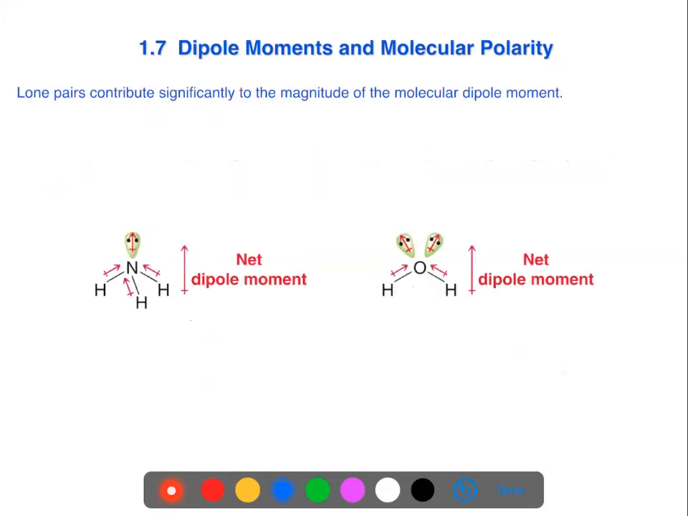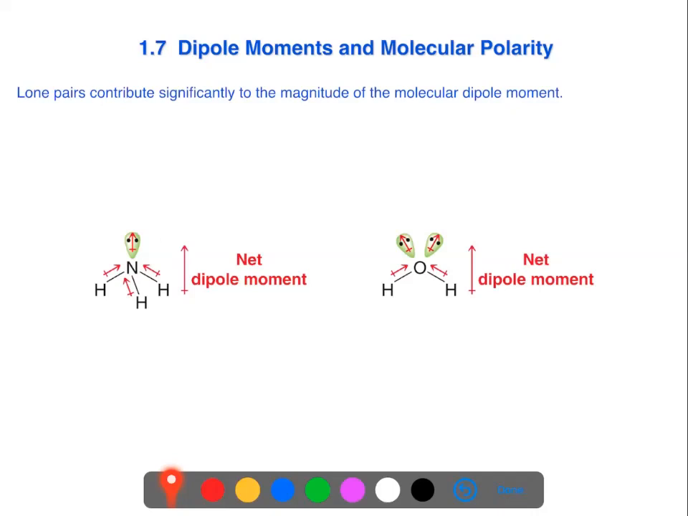Lone pairs on molecules like ammonia and water can also contribute to the net dipole moment. We see in this example, ammonia, that yes, we have individual bond moments associated with the N-H bonds, but we also have a significant dipole moment associated with the nitrogen center and the lone pair, which is found in an sp3 hybridized orbital of nitrogen.